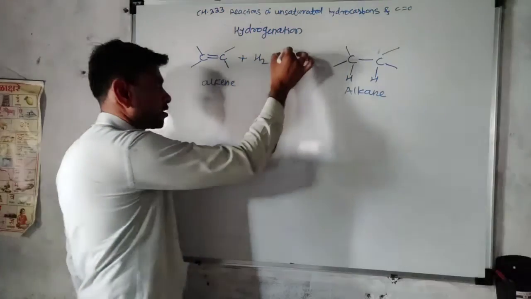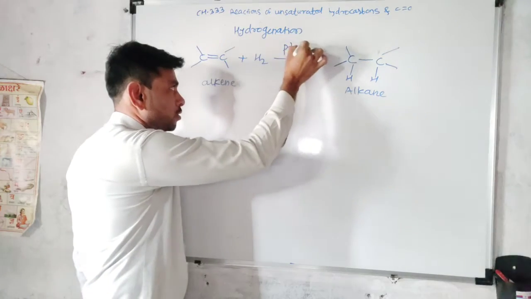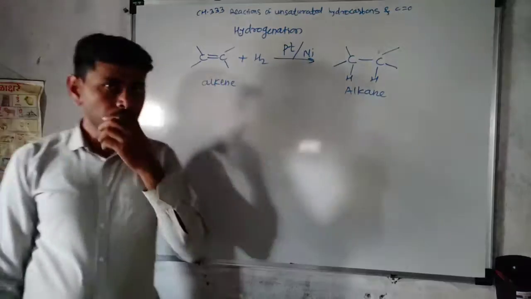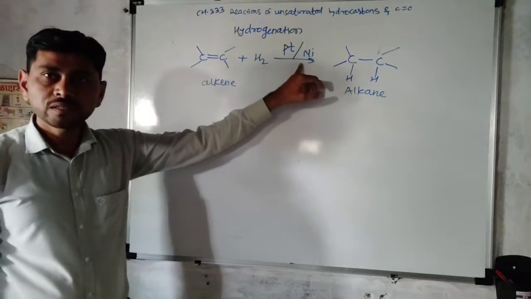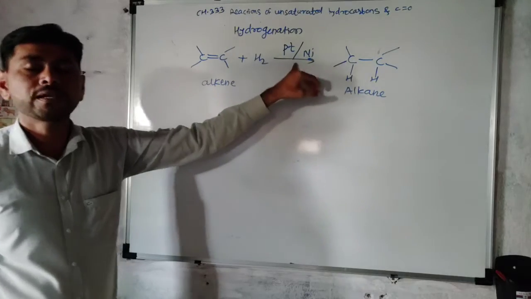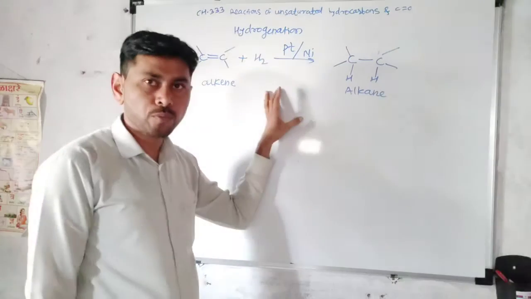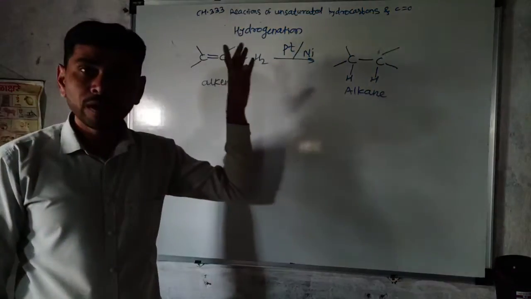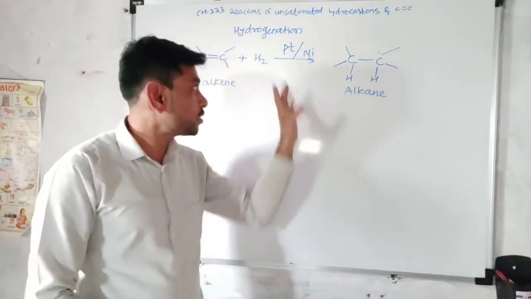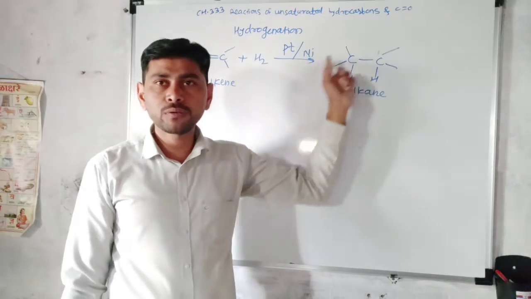So some catalysts are required, such as platinum or nickel. These catalysts are required for this reaction to proceed. Without these catalysts, the reaction is not possible even at elevated temperature. If we increase the temperature, this reaction is still not possible without the catalyst.